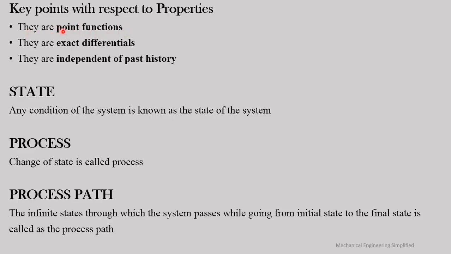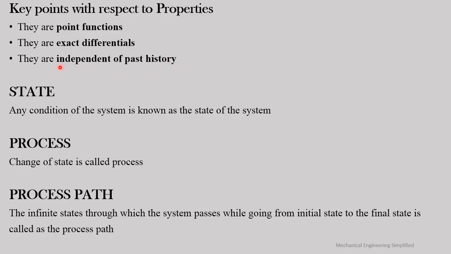Point functions mean they just depend upon the final position and the initial position, or the final point and the initial point. They are not influenced by the path we consider while going from initial position to final position. Okay, they are exact differentials, meaning their value is the difference of their values at the final position and the initial position. Okay, and they are independent of the past history.